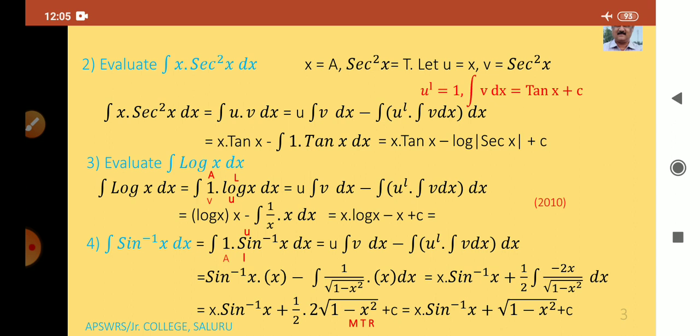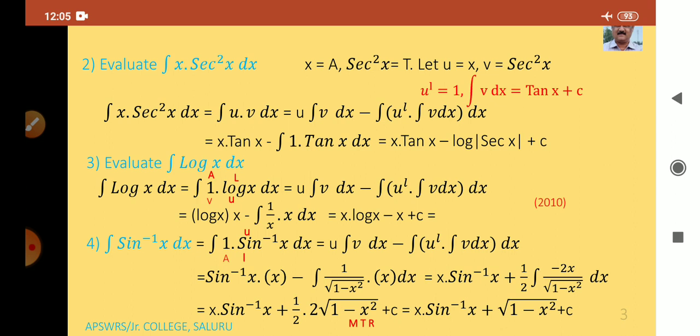you multiply both numerator and denominator by minus 2. So minus, plus 1 by 2, you multiply this with minus 2. This is x, minus 2x by root 1 minus x square. You observe this integral, minus 2x by root 1 minus x square.